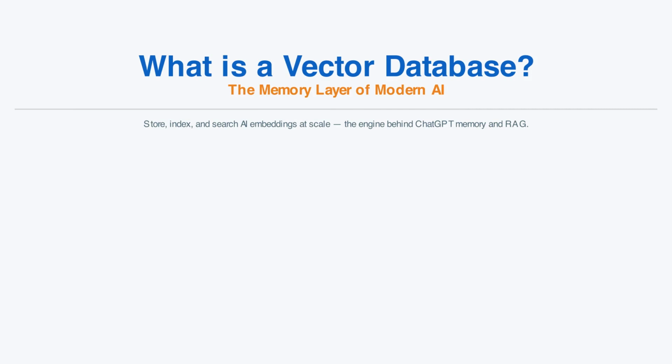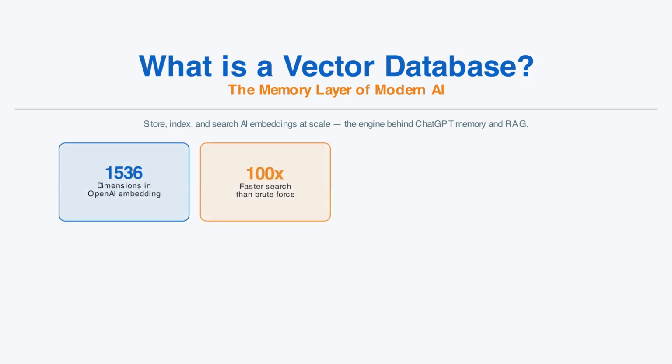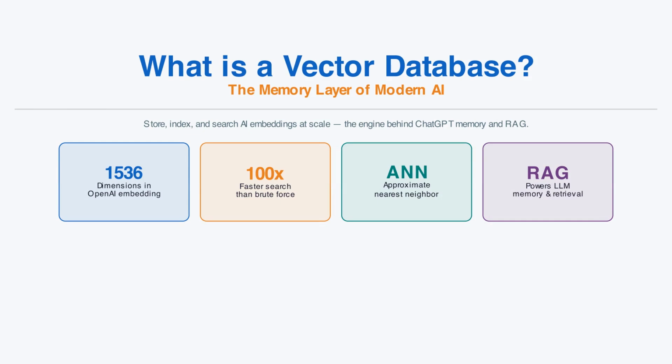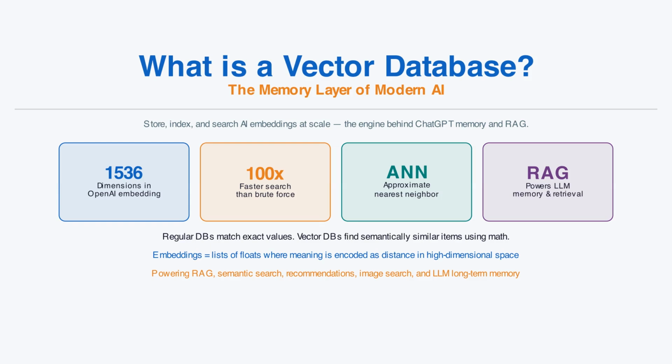Today we explore vector databases, the memory layer that powers modern AI. A regular database stores rows and columns, and answers queries like, find all users where name equals John. A vector database stores lists of numbers called embeddings, and answers queries like, find everything similar in meaning to this sentence. This distinction sounds small, but it enables an entirely new category of applications: semantic search, recommendation engines, image similarity, and most importantly, retrieval-augmented generation for large language models.